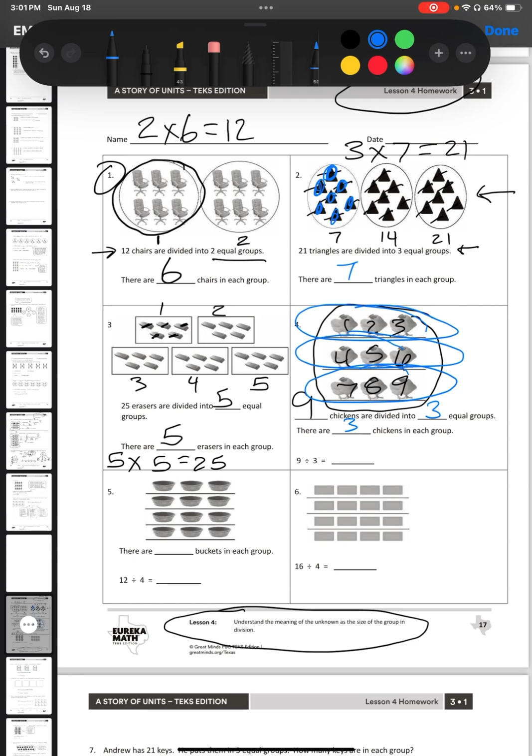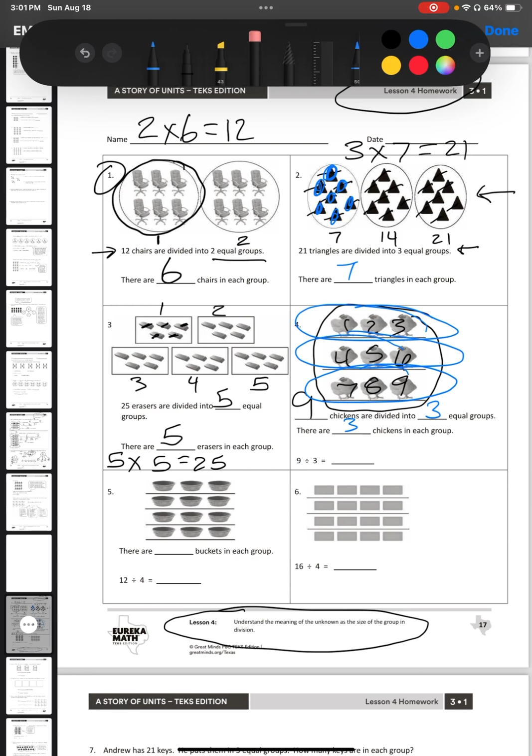On this problem, they're going to start to give us the division sentence that we would write. In a division sentence, the total number of objects, the biggest number, is going to be your first number. So here we have 9. Remember, that's our total number of chickens. 9 chickens divided into 3 groups equals 3 chickens in each group.